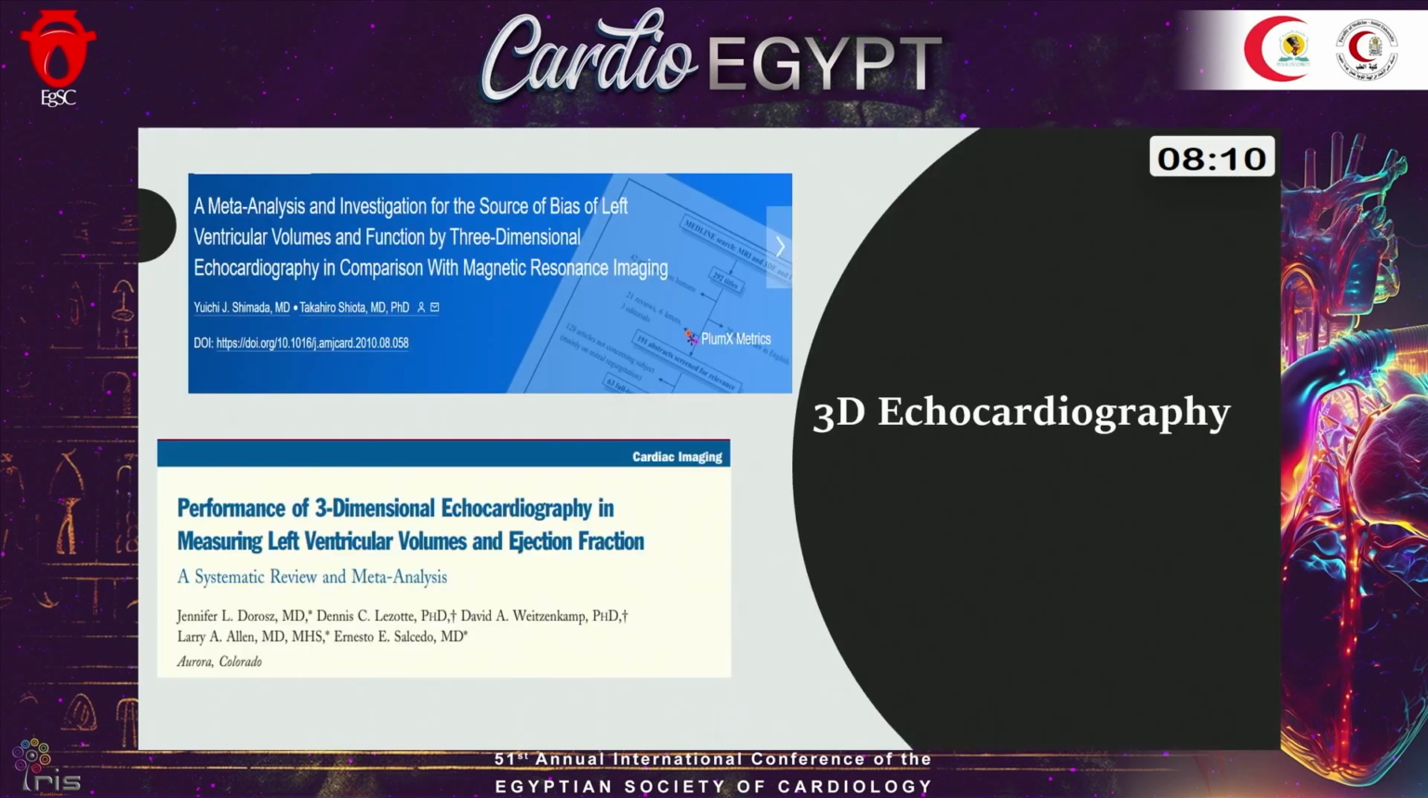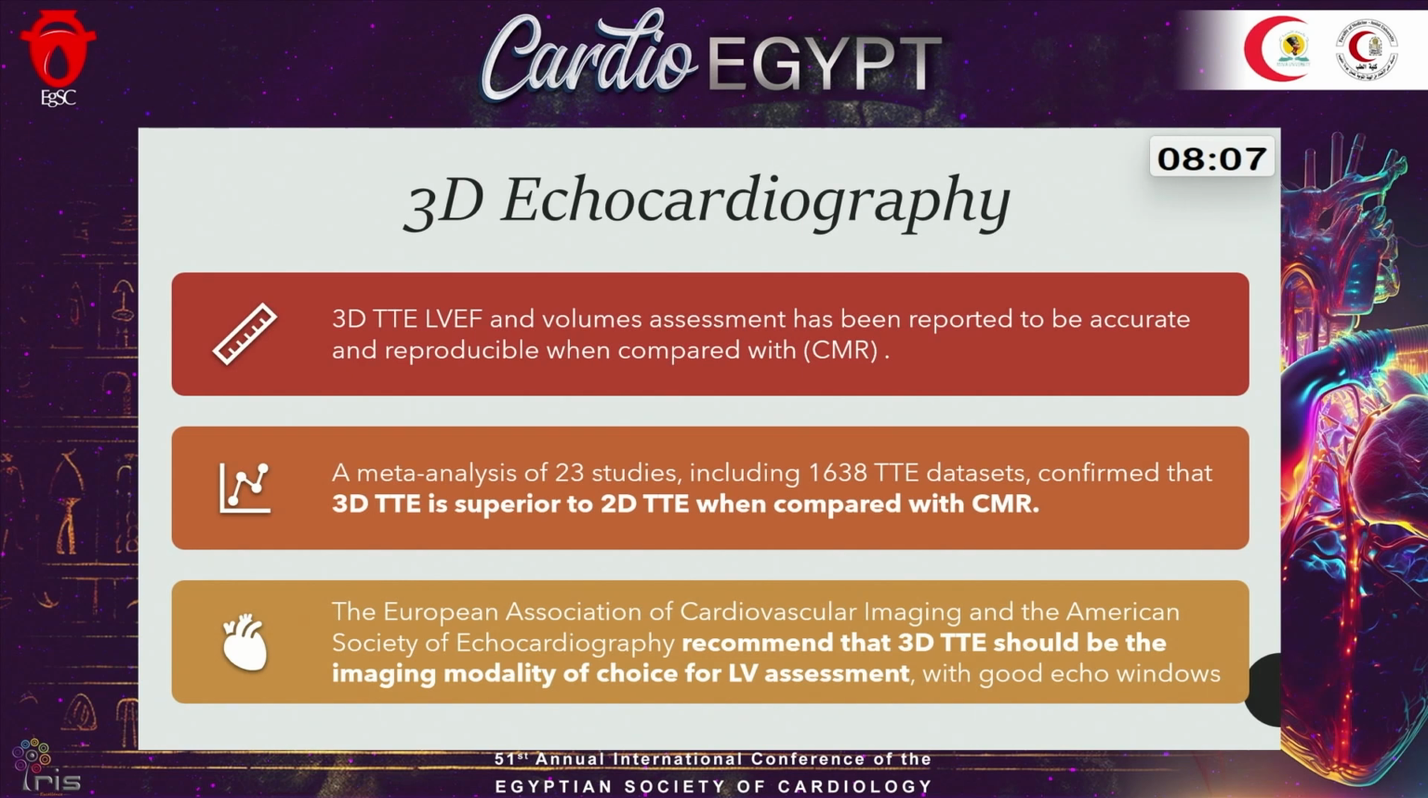What about 3D echocardiography? 3D echo ejection fraction and volumes assessment has been reported to be as accurate as CMR. There is a meta-analysis of 23 studies, including more than 1,000 transthoracic data sets, confirming that 3D echo is superior to 2D when compared with CMR. So the ACC imaging and the American Society of Echocardiography recommend use of 3D for assessment of LV, especially for poor echo windows.